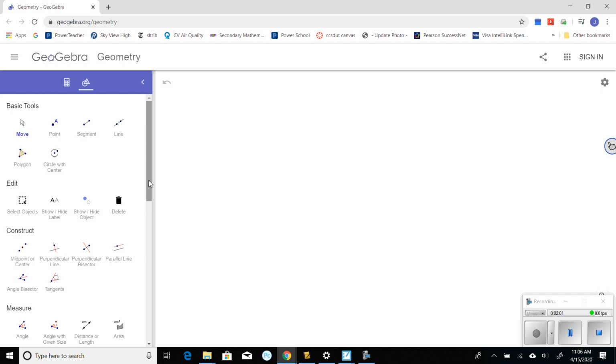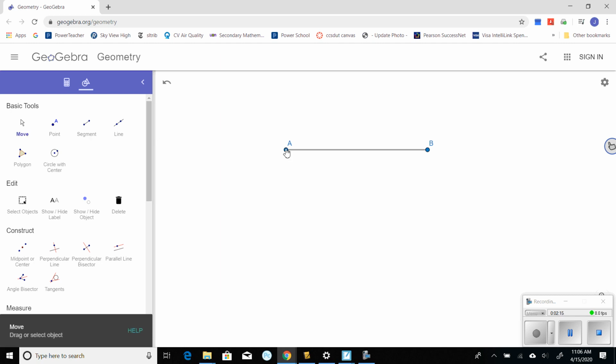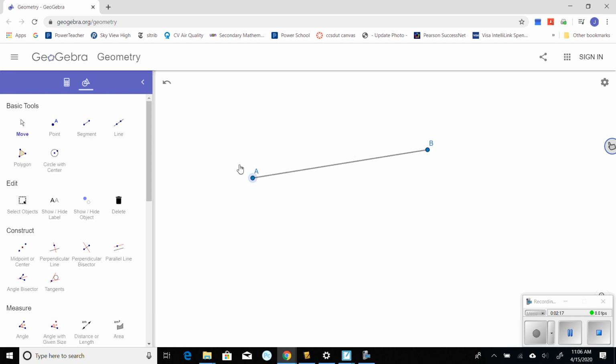So we want to do a perpendicular bisector. So we start by making a segment. If you click on segment, you just click where you want the 2 points, and it constructs a segment. If you want to move that around, make sure you hit the move arrow first, otherwise it will keep making new segments. So here's my segment right there.